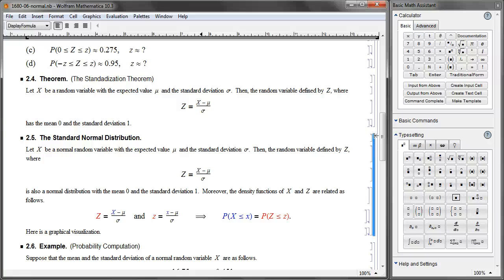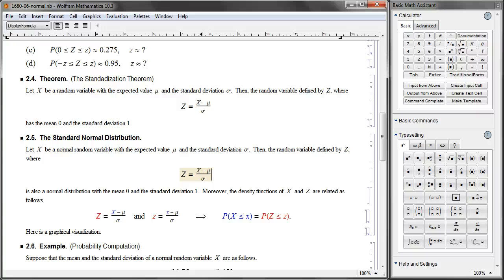The particularly interesting case is when X is a normal random variable. In that case, the standardized normal random variable given by this Z equals x minus mu over sigma has to be the standard normal random variable, which we studied in detail in the previous video.